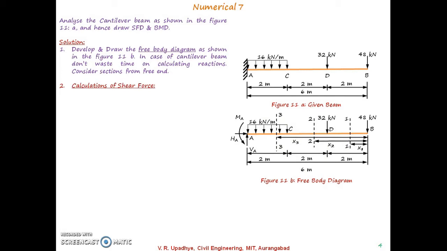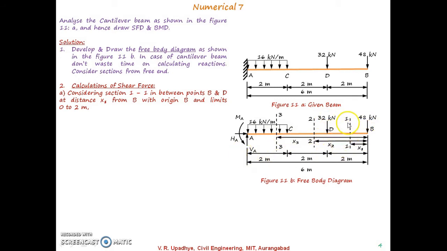Calculations of shear force will be something like this. Considering section 11, between B and D, we have the force 48 kilonewton at the right part of it. But if we go beyond D and consider a section, we have two forces: one at B and another at D. So between B and D we need to consider one section, and between D and C we need to consider another section, because beyond C up to A we have the UDL. Between C and D there are just two forces, 32 and 48.